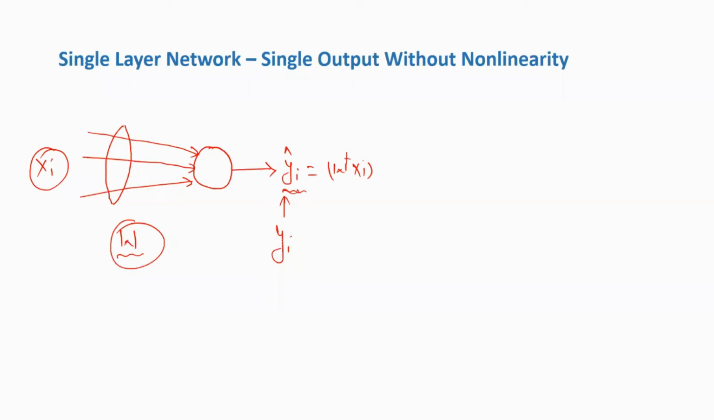Now suppose yi and yi hat are not the same, so there will be some error, and in that case the error is given by a loss function as 1 by 2 times the summation of the output, w transpose xi, minus the actual value yi, all squared, which we can also write with yi hat. The summation will be from i equals 1 to n, the total number of observations, right?